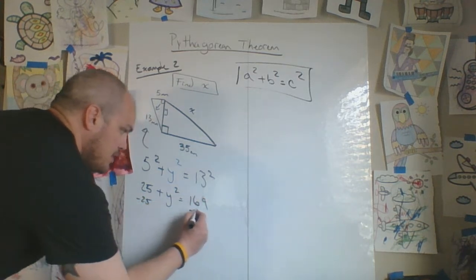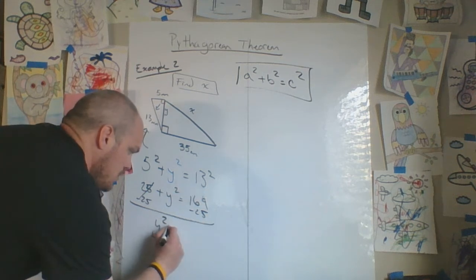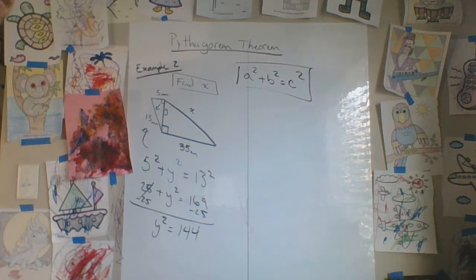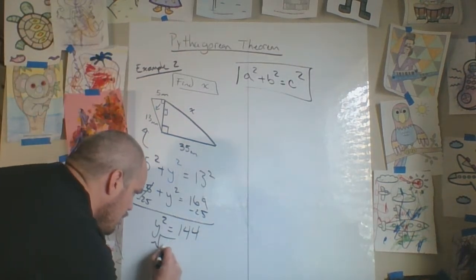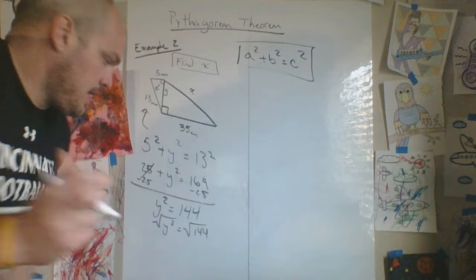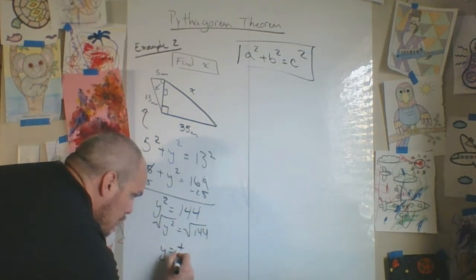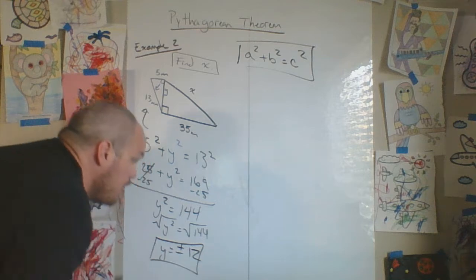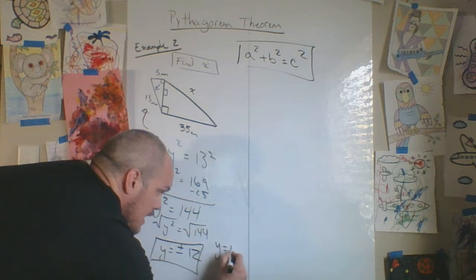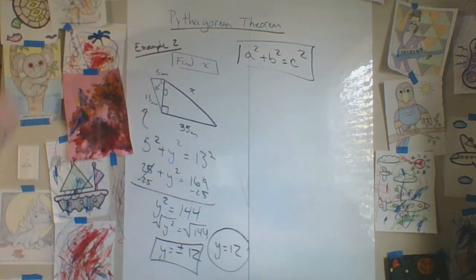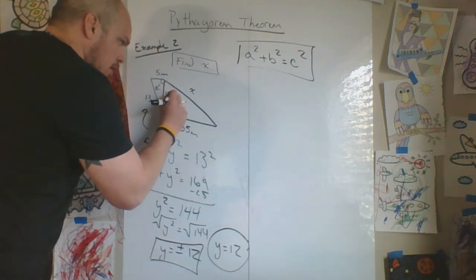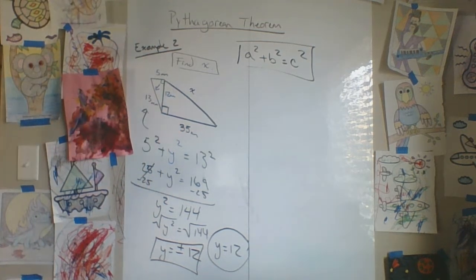We subtract 25 on both sides, and we get y squared equals 144. We're going to square root both sides. The square root of y squared is equal to the square root of 144, and we get y is equal to plus or minus 12. However, we know that this is a geometric figure, so our distance is going to be positive. So y is going to equal 12. So we know what y is. Y is 12. Now we know this is 12 millimeters.